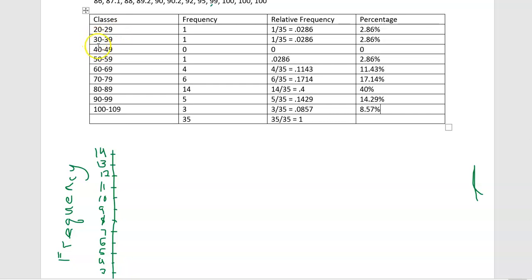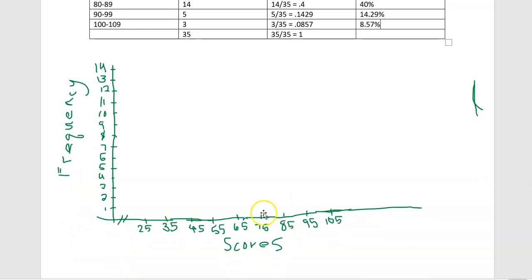And 35, of course, is midway between 30 and 40, and so on. So you'll notice that I've marked 25, 35, 45, 55, all the way up to 105, which would be the midpoint of this last class. Now, ideally, these should be the same distance apart. I'm not perfect when I'm drawing in the Word draw feature. And of course this should be nice and straight, and I'm not perfect when I'm drawing here. And I've marked this as scores.